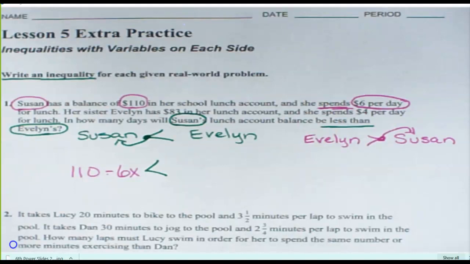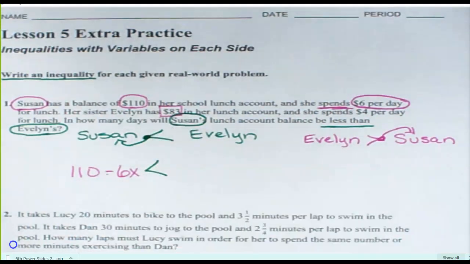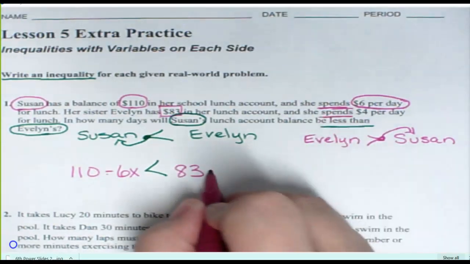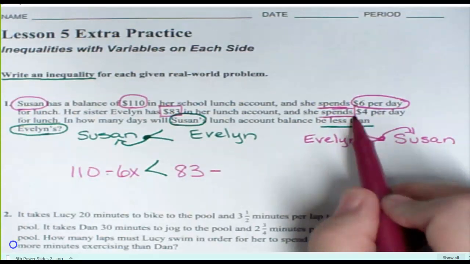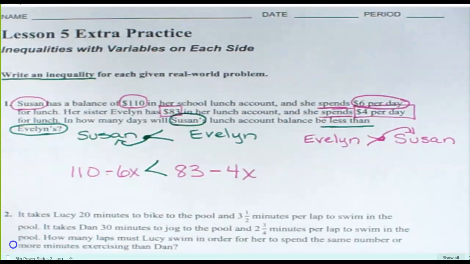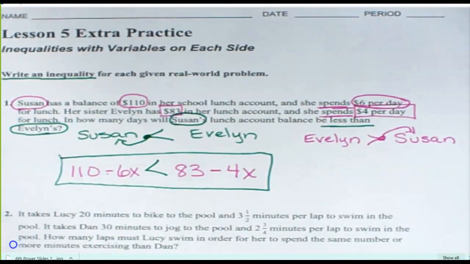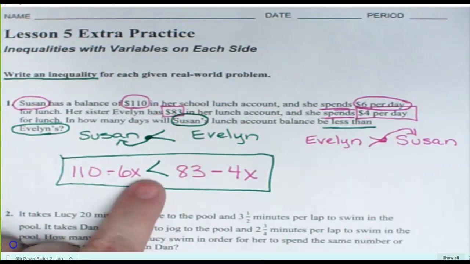All right, so what do we know about Evelyn? Evelyn has how much money to start with? $83. So she starts with 83. She's spending, so she's subtracting $4 per day. How can I write that? 83 minus 4x. And remember, our direction said write the inequality. Bam, we're done. We don't have to solve it. Do what? You would solve it just like an equation. You just have to remember your inequality rules.